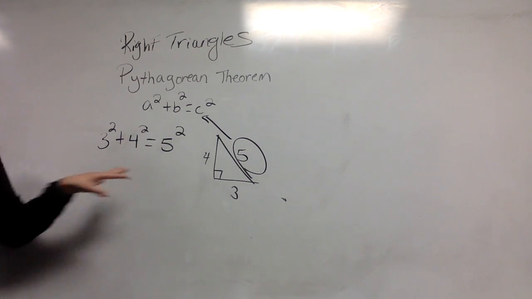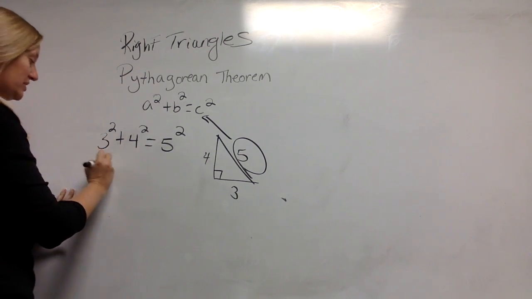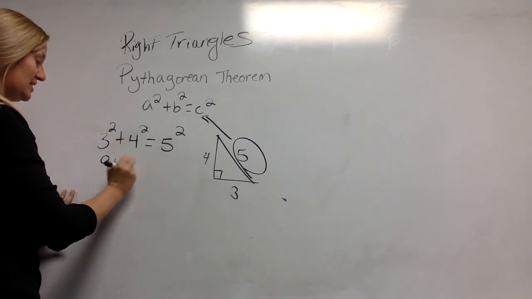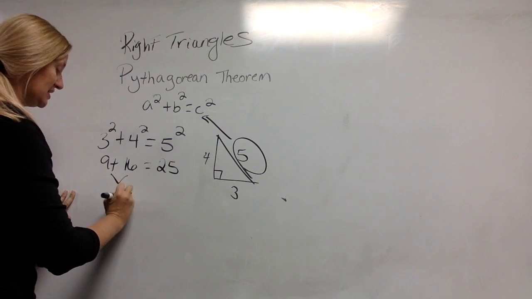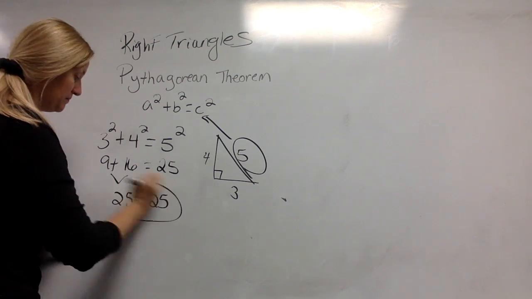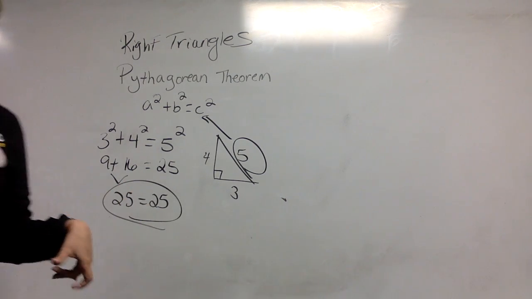Now following the math, you're going to see these are equal. 3 squared is 9. 4 squared is 16. 5 squared is 25. 9 plus 16 is 25. And that is how the Pythagorean theorem works.